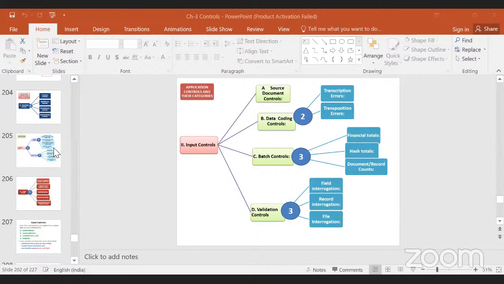So let's assume an SRO number. The SRO number should start with S or O, then the remaining 7 digits. If 8 digits are there, some mistake is there. If SRO is not found, then some mistake is there. Like that, we'll be able to fix the mistakes or errors using this validation control.